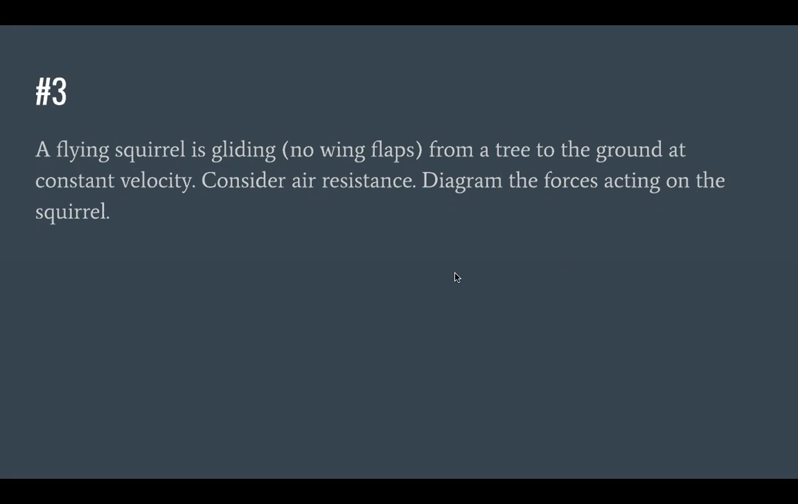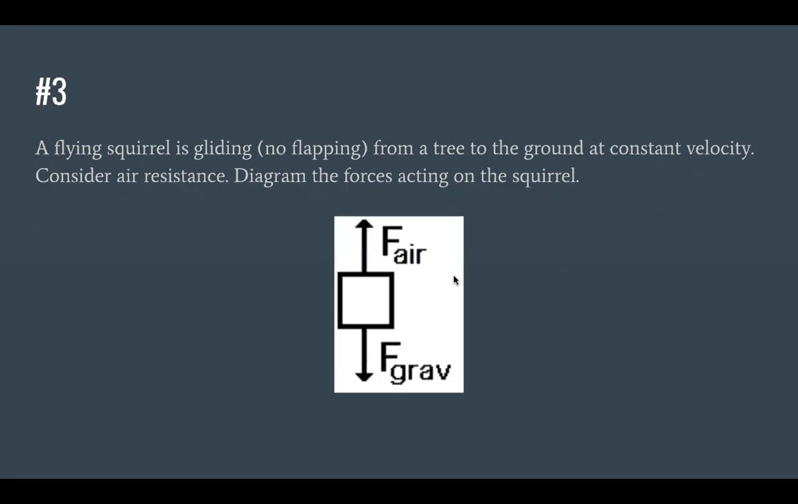Okay, so let's go over this one. It's pretty straightforward. It's constant velocity, which means that we're at equilibrium. And since we're considering air resistance, we've got the F air or drag being equal and opposite to gravity, and that gives us a net force of 0. Yeah, so this is what the free body diagram would look like.